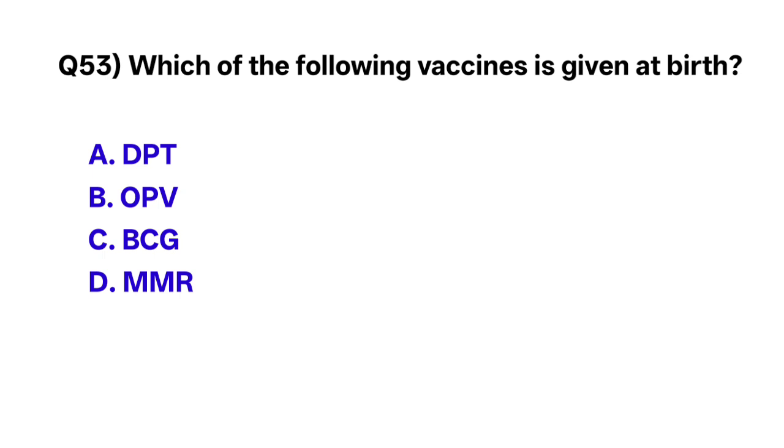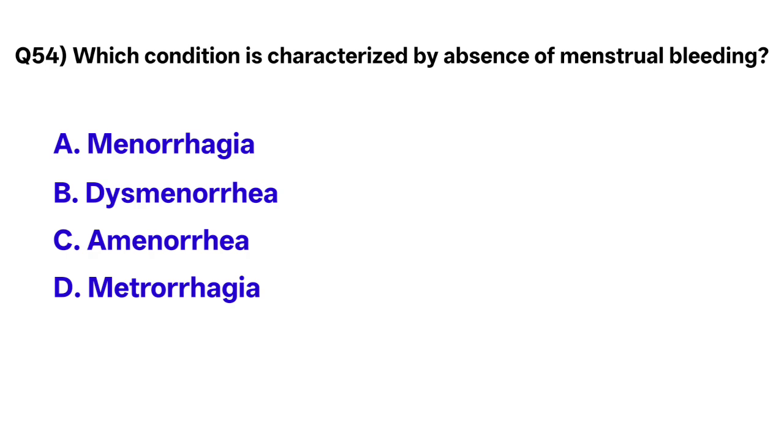Question number 53. Which of the following vaccines is given at birth? The correct option is C. BCG vaccine. Question number 54. Which condition is characterized by absence of menstrual bleeding? The correct option is C. Amenorrhea.